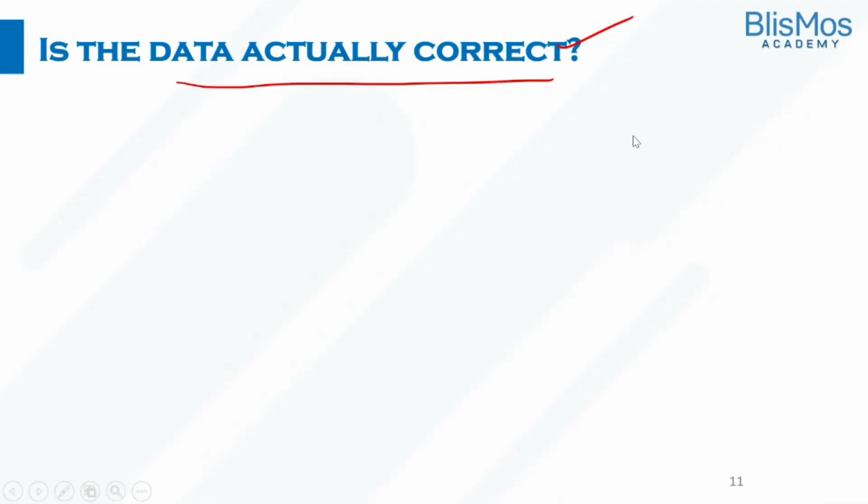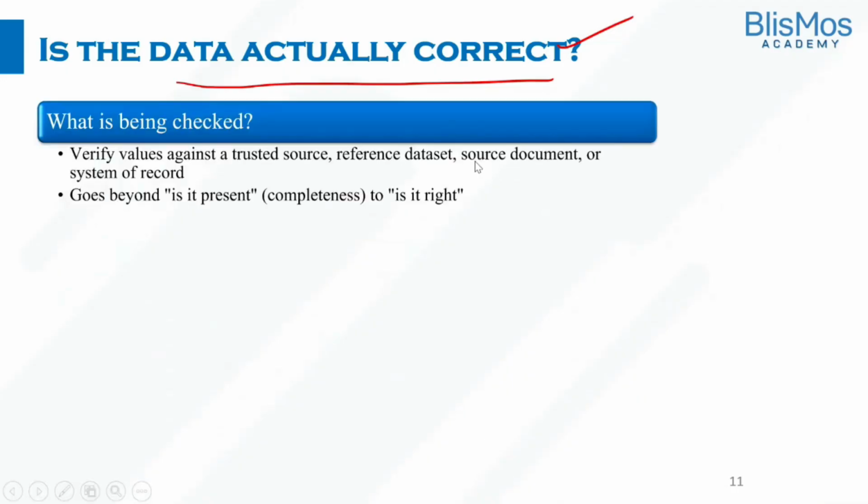For example, a customer address may exist in the target system. When you ask completeness, it will say, yes, the address is there. The completeness check is passed. But on the other side, accuracy asks, does that address match the trusted CRM system? Right? So it checks the values against a trusted source, a reference data set, source document, or a system of record. It goes beyond, is it present, to is it right?